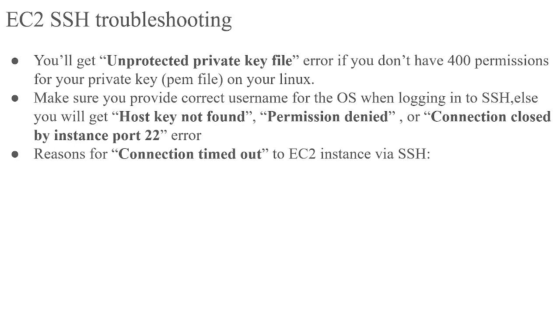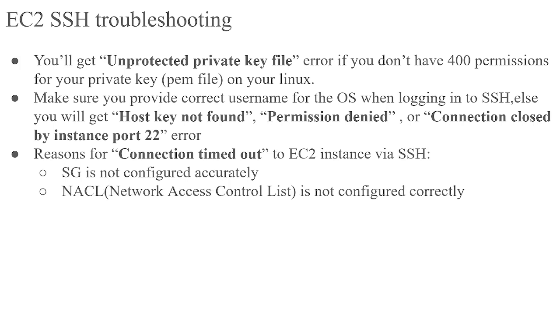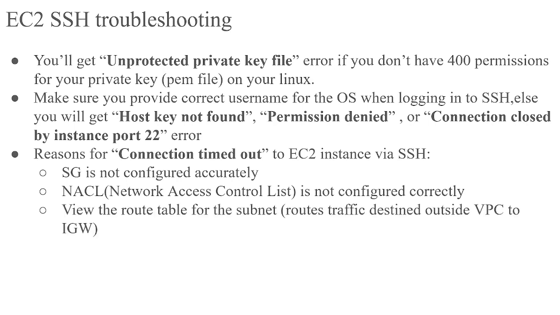Reasons for connection timed out might be that your security group is not configured accurately. This might be a reason for a connection timed out message whenever you are connecting to the EC2 instance via SSH. The NACL, that is the network access control list, might not be configured correctly, and that might show this error. Next, view the route tables for the subnet. If you are connecting to your EC2 instance with SSH, check the route tables to see whether the subnet is given correctly or not.